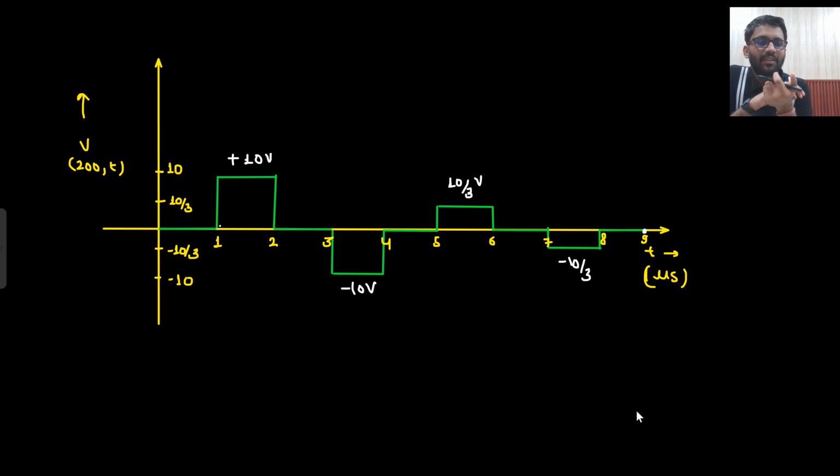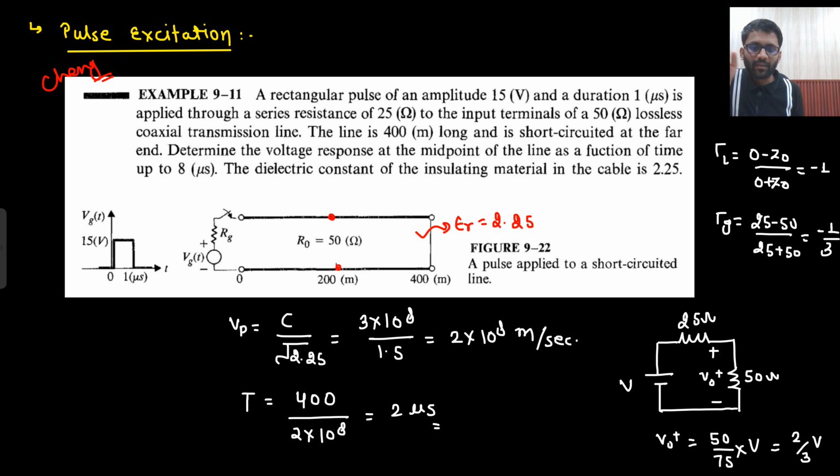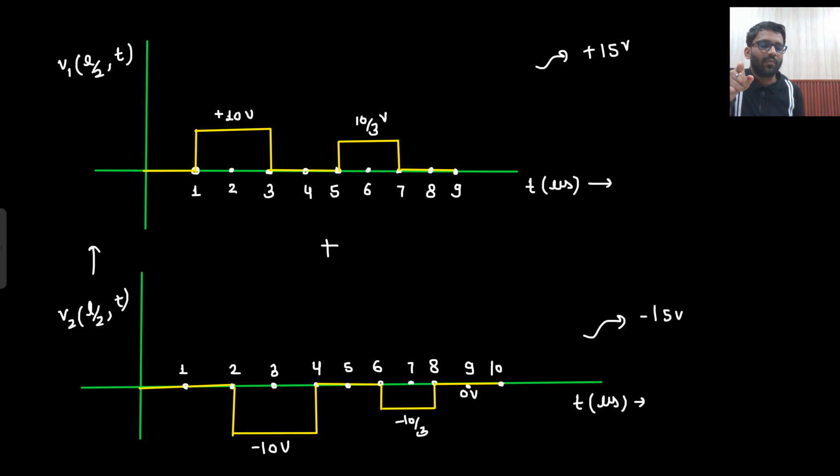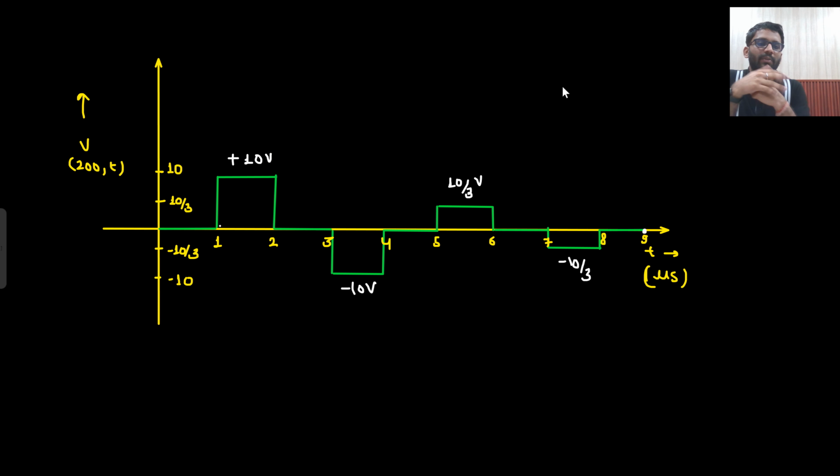So this was our pulse response. At 200 meter, in between here, we have drawn the voltage waveform. This is how we do transient analysis with respect to time, drawing the waveform considering a lot of reflections from the source end as well as the load end. So is the transient analysis clear? All the concepts that have been taught are clear to you, I guess, right?